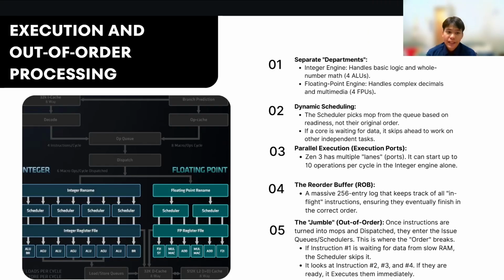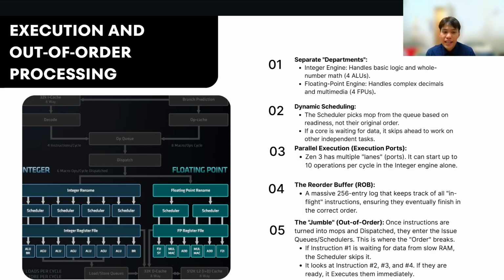Finally, the micro-ops enter the execution stage, which is split into 2 specialized departments: the integer engine for basic math and the floating point engine for complex decimal and multimedia. This is where the out-of-order magic happens. A dynamic scheduler picks micro-ops from the queue based on readiness, not the original order. If a core is waiting for data, it skips ahead to work on an independent task.